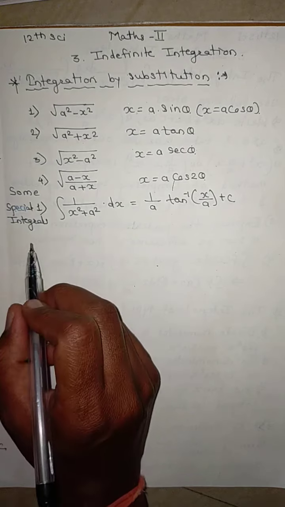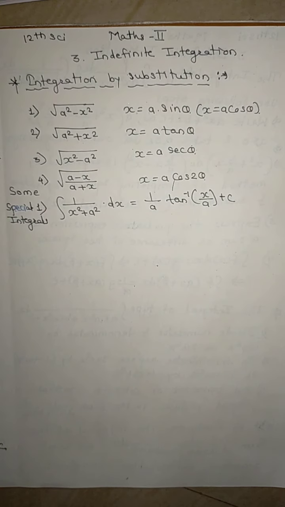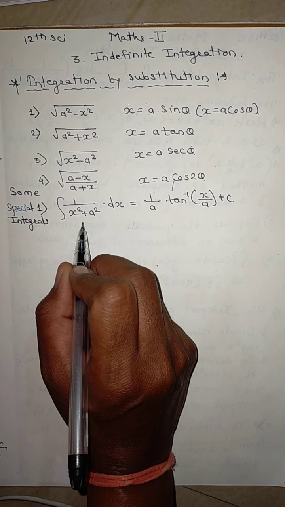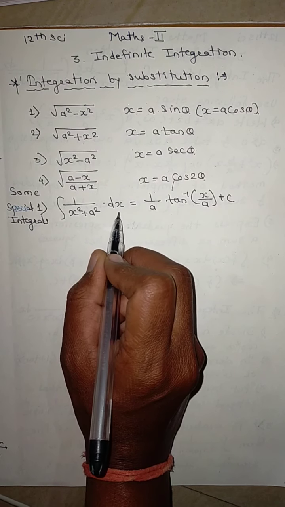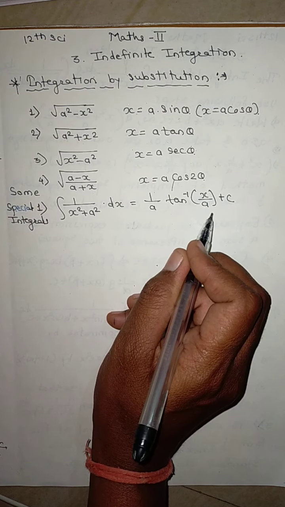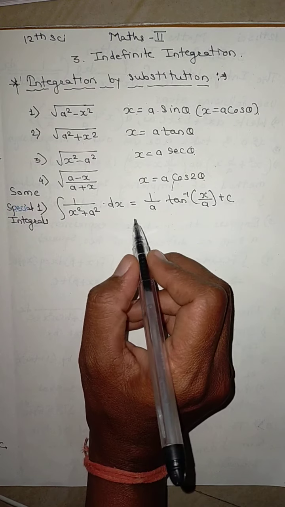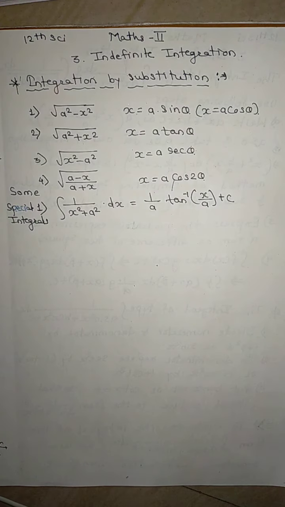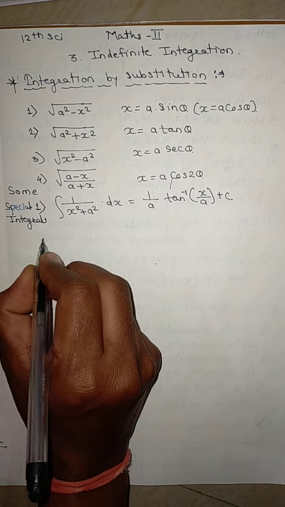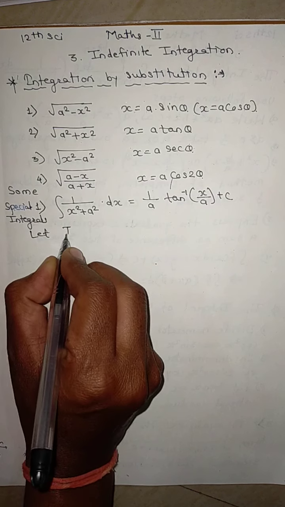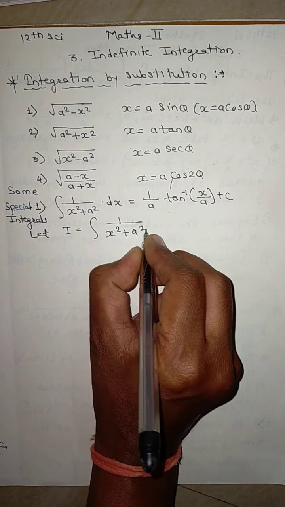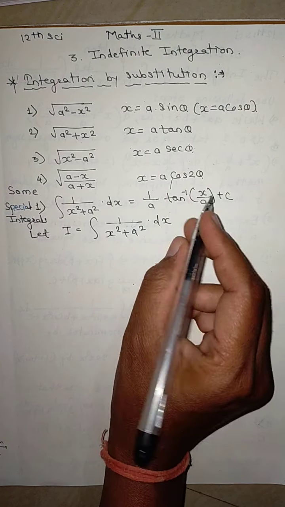Now we solve some special integrations. The first one is integration of 1 upon x square plus a square dx, which is equal to 1 upon a tan inverse of x upon a plus c. We have to prove this special integration. For this, let I is equal to integration of 1 upon x square plus a square dx.